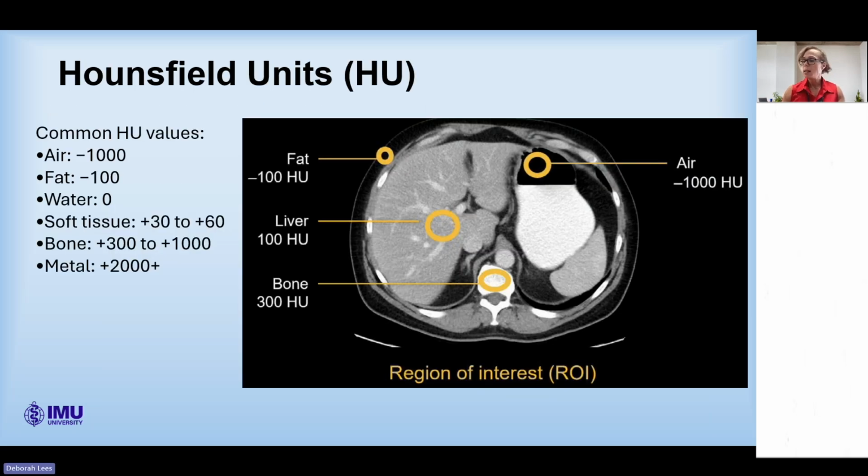And CT scan is measured in Hounsfield units. Depending on the Hounsfield unit, there's a different value that then gets applied in the actual algorithm. So your common ones: air is minus 1,000, fat is minus 100, water is 0. And then you've got everything in between.